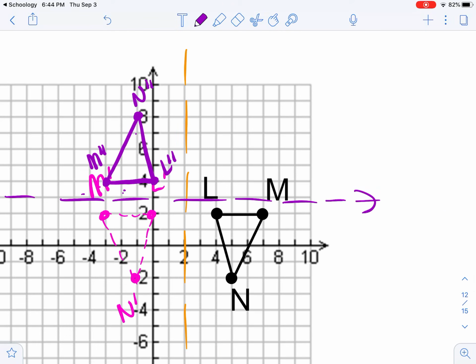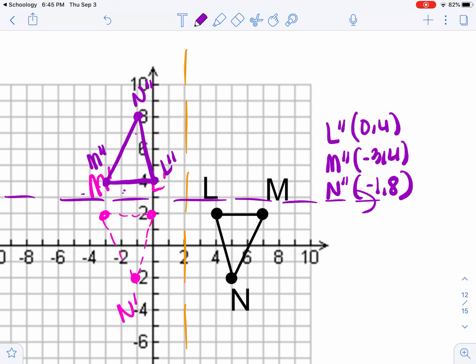So there's my figure there. All right, so I'm going to write down the location of my image. L double prime, M double prime, N double prime. Okay, L double prime is at 0, 4. M double prime is at negative 3, 4. And N double prime is at negative 1, positive 8.